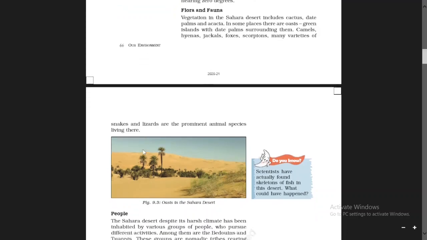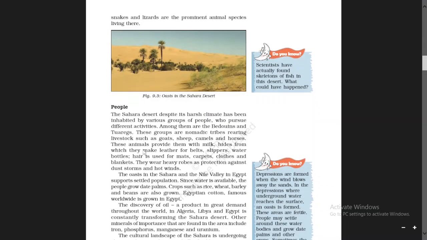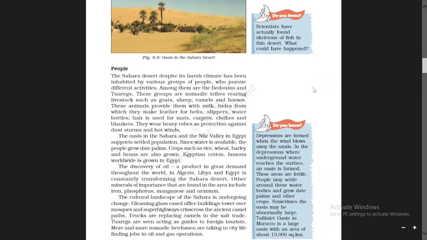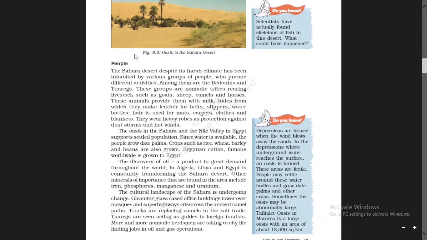Again, have a look at the right margin. Scientists have actually found skeletons of fish in this desert. What could have happened? Now you can imagine.